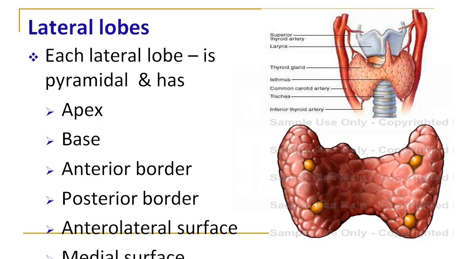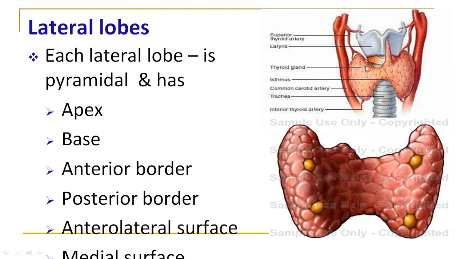Coming to the description of the lateral lobes, each lateral lobe, as already mentioned, is pyramidal in shape. It has an apex pointing upwards or superiorly, a base pointing downwards or inferiorly, an anterior border, and a posterior border. This is the posterior border. You can clearly see on the posterior border we have two pairs of glands by the side of the thyroid, so we call them parathyroid glands. It's called parathyroid because it is beside the thyroid gland. It is present on the posterior aspect of the lateral lobe.